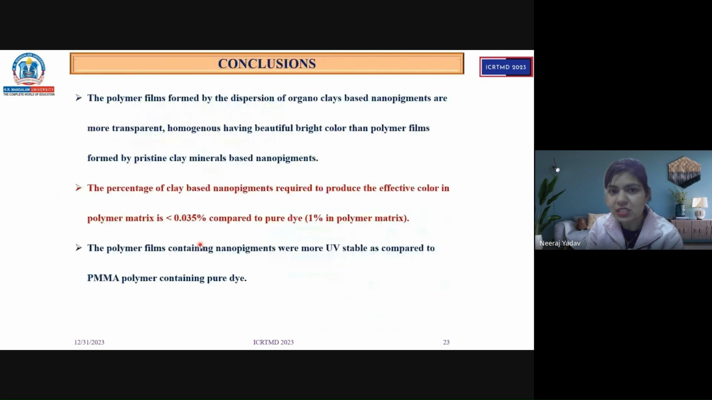So this is my conclusion: polymer films formed by the dispersion of the organoclay based nanopigments are more transparent, homogeneous and beautifully colored as compared to the pristine clay minerals based nanopigments as well as the pure dye. And polymer films containing nanopigments are found to be more UV stable as compared to the PMA polymer containing pure dye. So thank you so much for your patience.